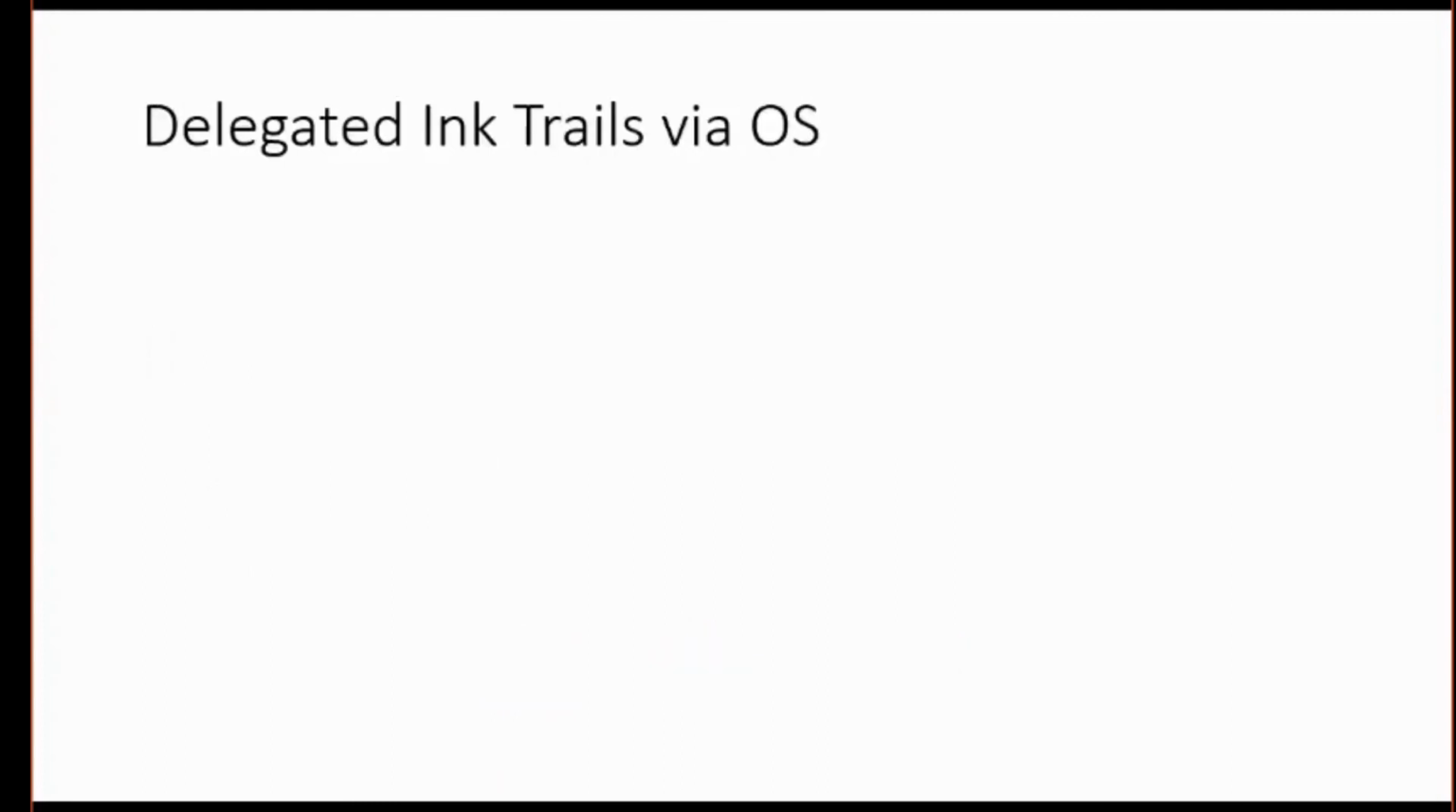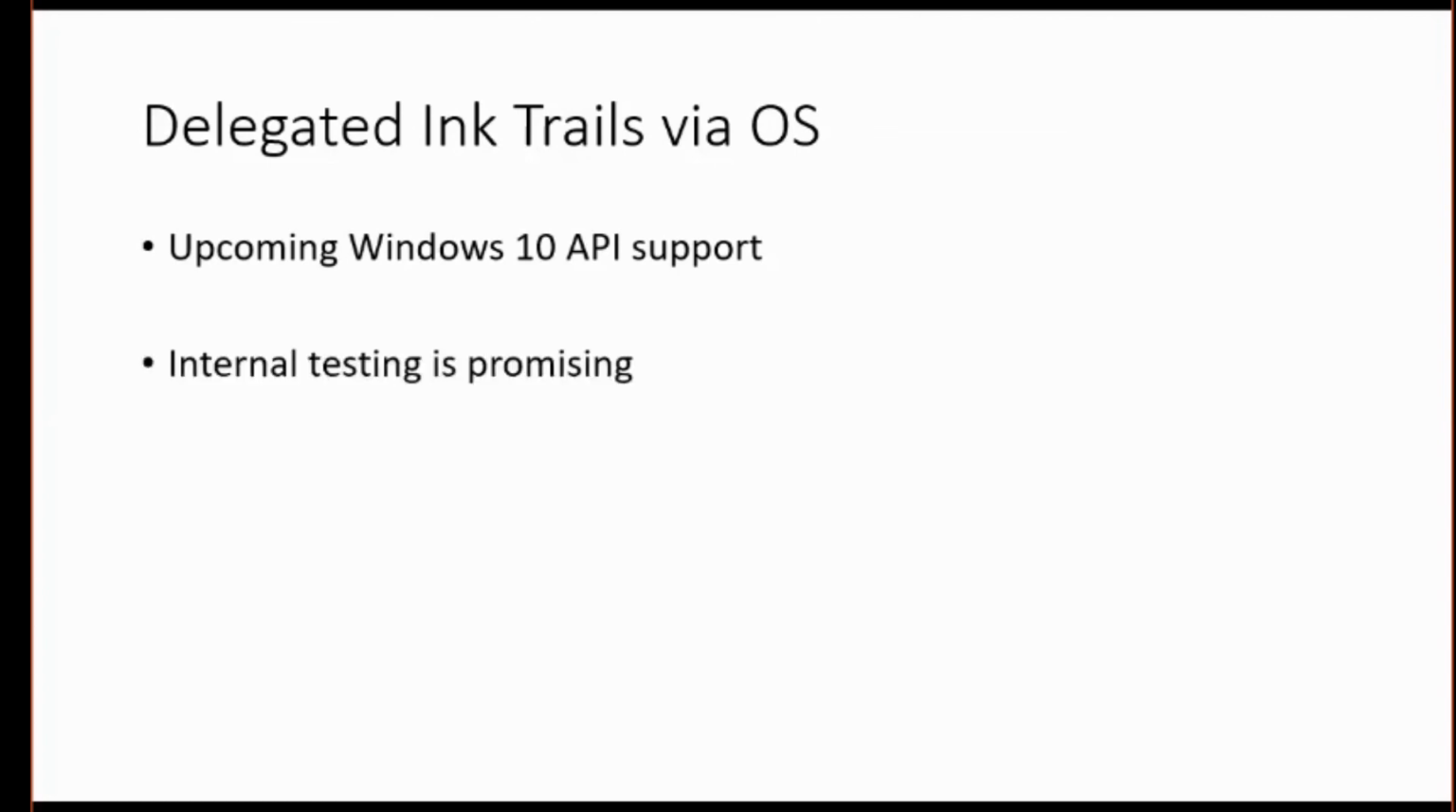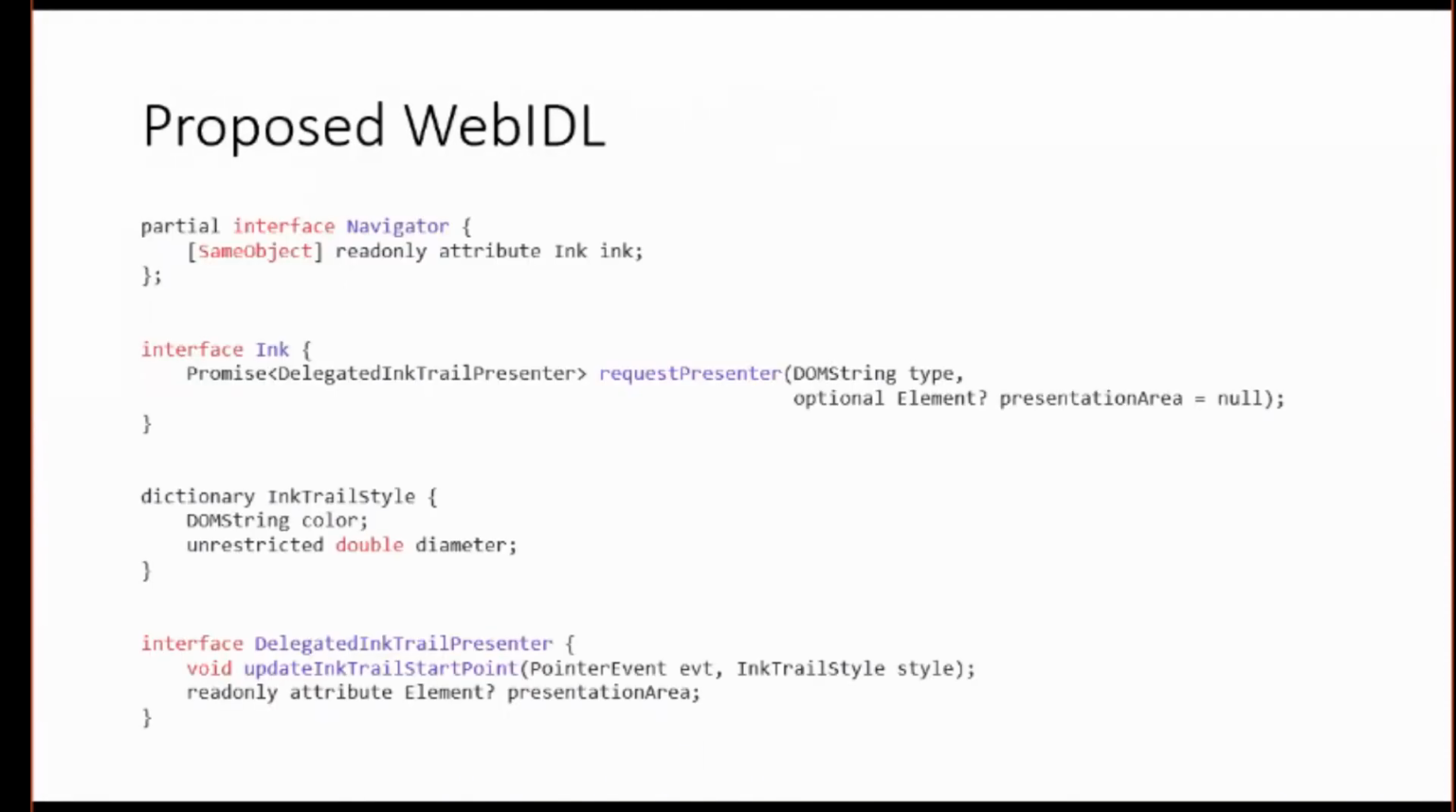As far as the delegated ink trails via the OS goes, there is upcoming Windows 10 API support for this. I can't give any timelines for when that's going to be available, but we are testing it internally, and it's looking very promising. We're seeing very significant improvements whenever using the OS support for this feature, and so we're optimistic that if this feature starts gaining traction, other OSs will start providing similar support, and we'll be able to get inking latency on the web down significantly.